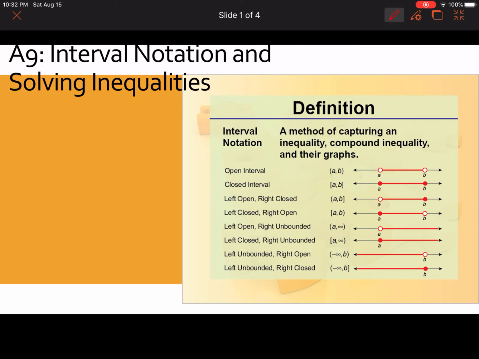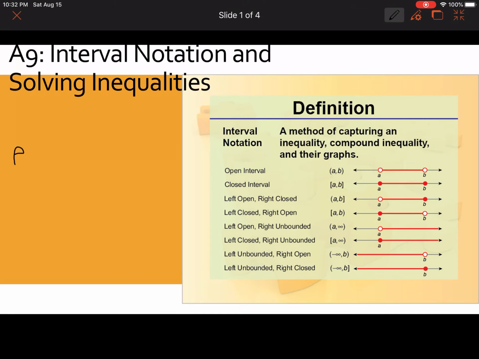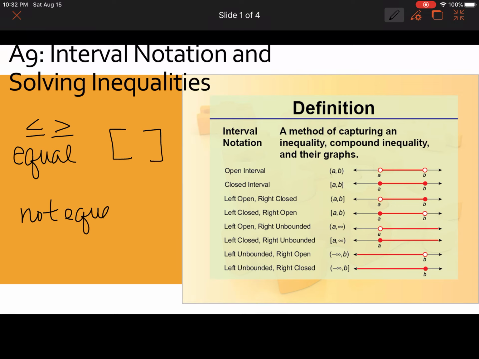So the main thing to keep in mind is that whenever it is equal, so if we're talking about one of these inequalities where it has the line under, we're going to use a bracket. But if it's not equal, so the inequality does not have a line under, we use parentheses.